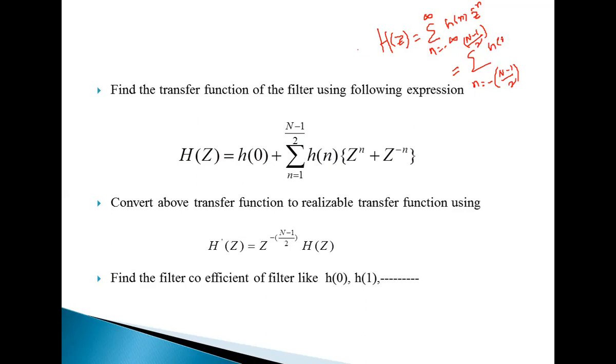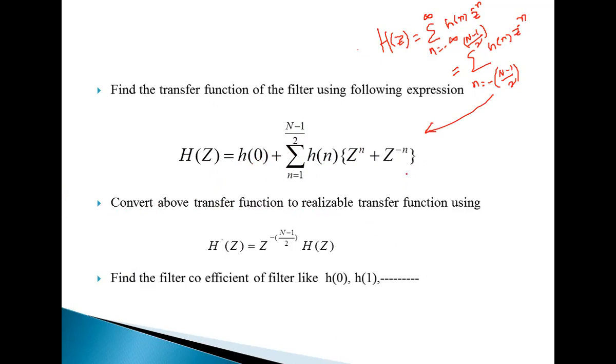H of n, Z to the power minus n. By expanding this, we will get this equation. And by rearranging that, we write the transfer function H of Z equals H of 0 plus the summation for n equals 1 to (N minus 1)/2 of H of n times (Z to the power n plus Z to the power minus n). Now convert the above transfer function into a realizable transfer function.